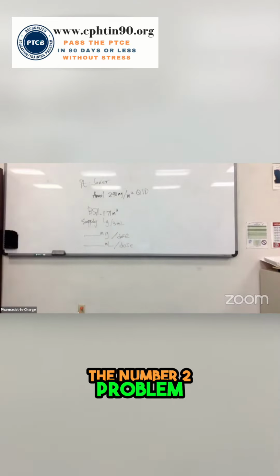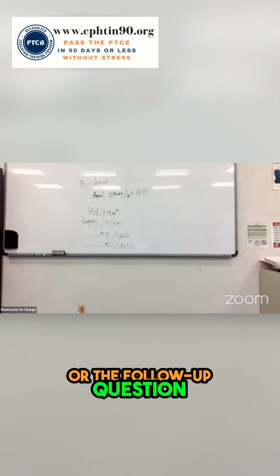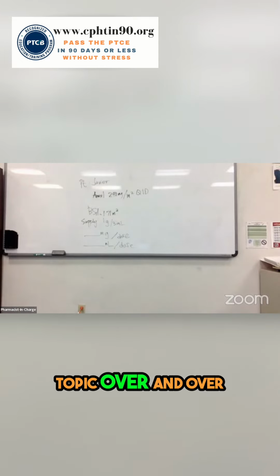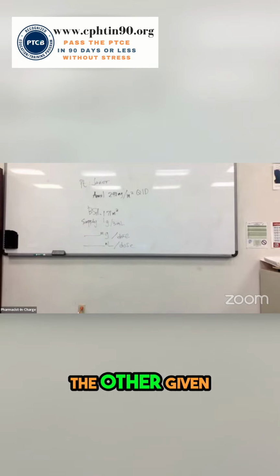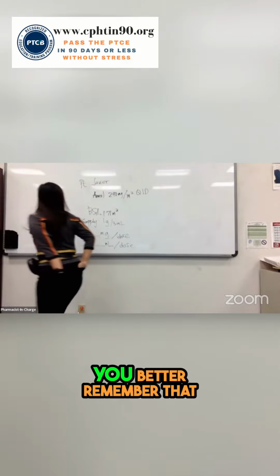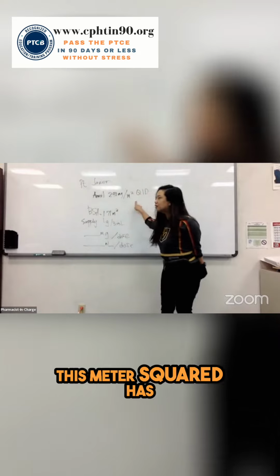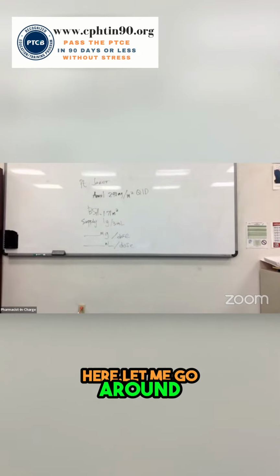The number 2 problem, or the follow-up question, you've already done this topic over and over. But you cannot calculate that without looking at the other given, which is the supply. I don't want you to be a robot. I want you to comprehend the problem. You got to remember that this meter squared has an invisible one. Let me go around and see if you can move on to 7, 8, and 9.